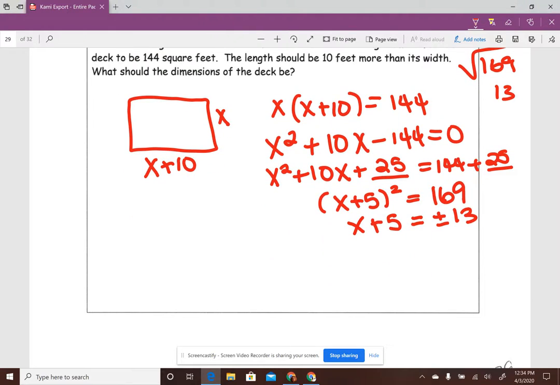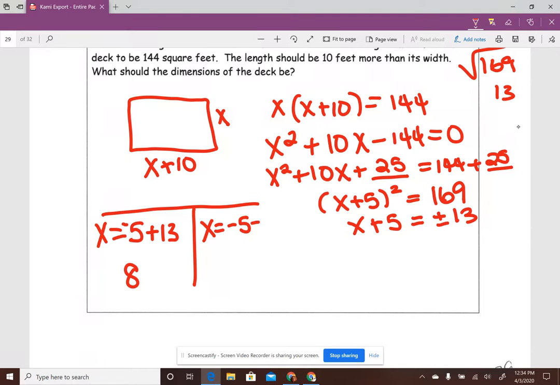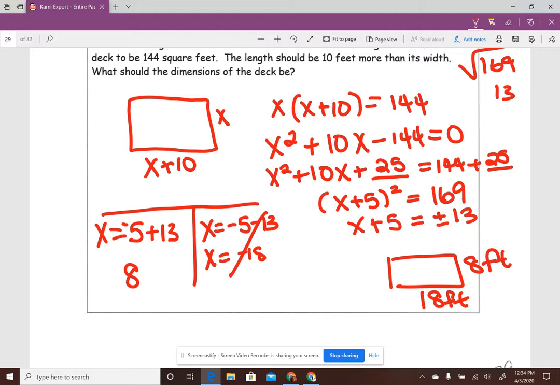Alrighty, so that's going to give me x equals negative 5 plus 13, which is 8, and x equals negative 5 minus 13, which is negative 18, but that gets rejected. So this is 8 by 18. And there's the elusive factors of 144 that I just couldn't think of before. And this is in feet.